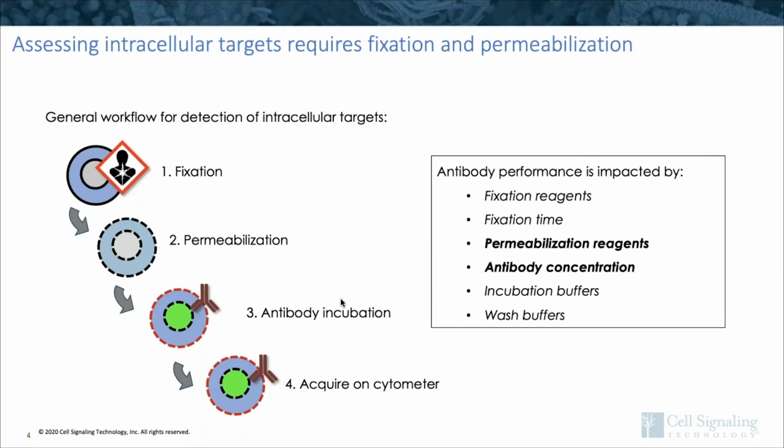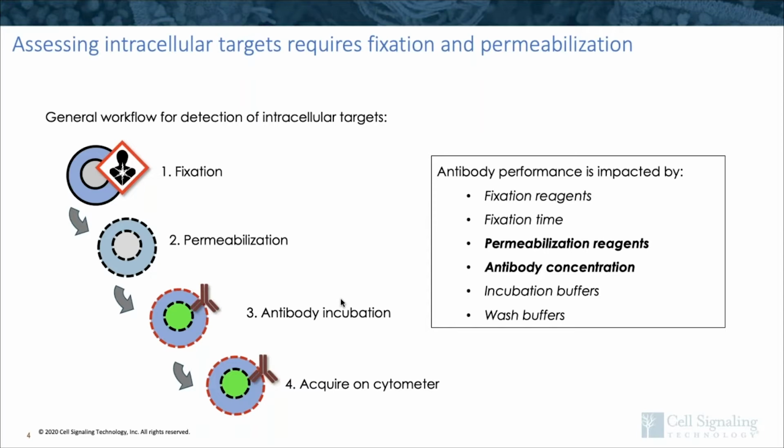Now, based on the reagents you use, it might affect some of the performance of your antibodies, and there are a few different factors here. I've highlighted some of them that seem to, at least in our hands, make a little bit more of a difference than others. These include fixation reagents, fixation time, permeabilization reagents, the antibody concentration, and incubation and wash buffers.